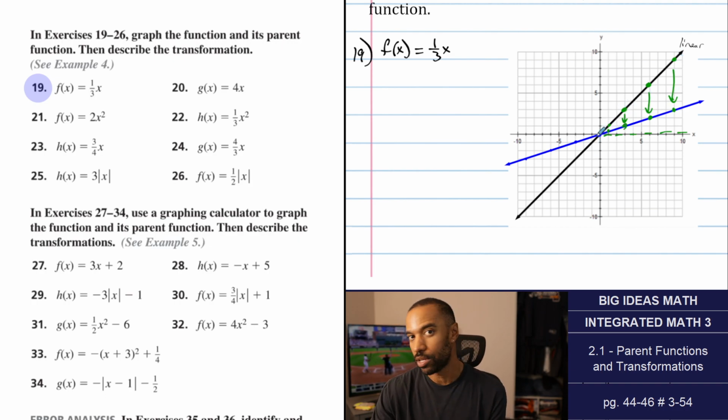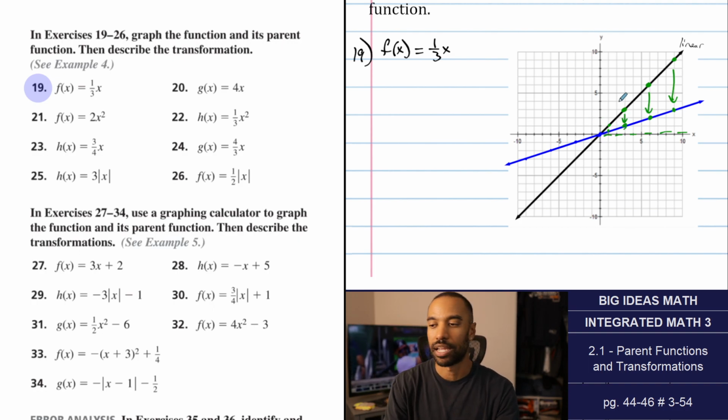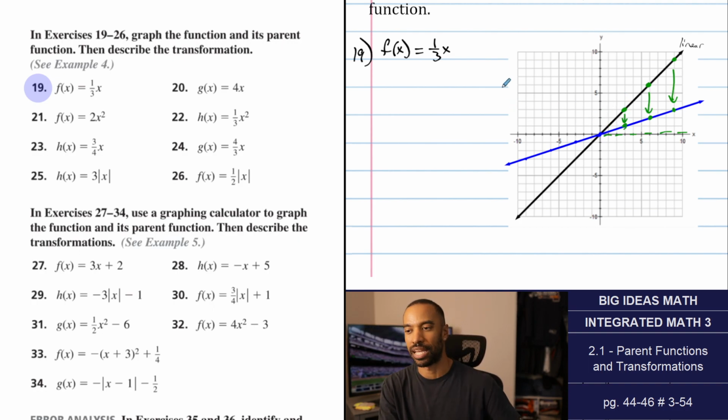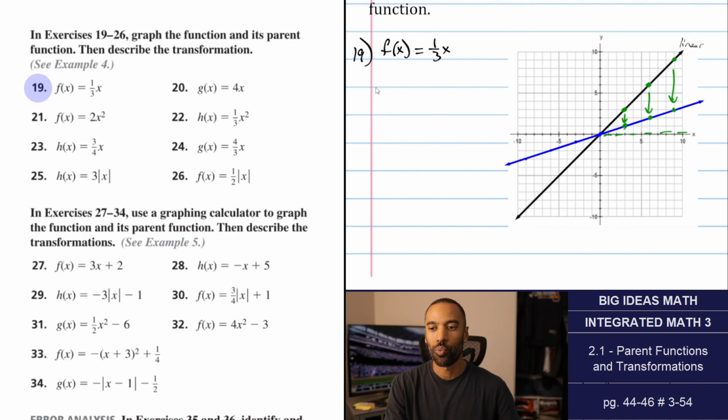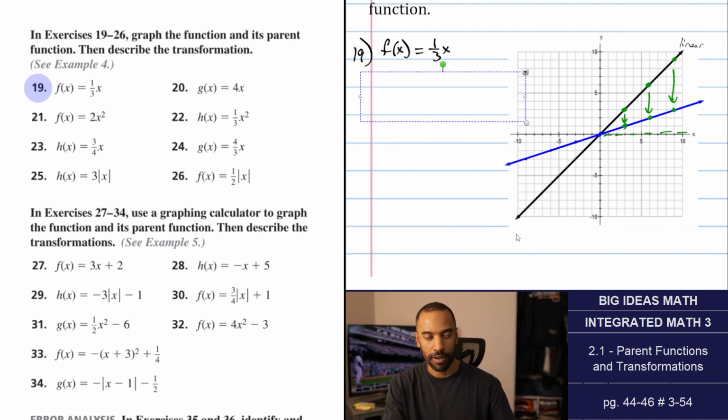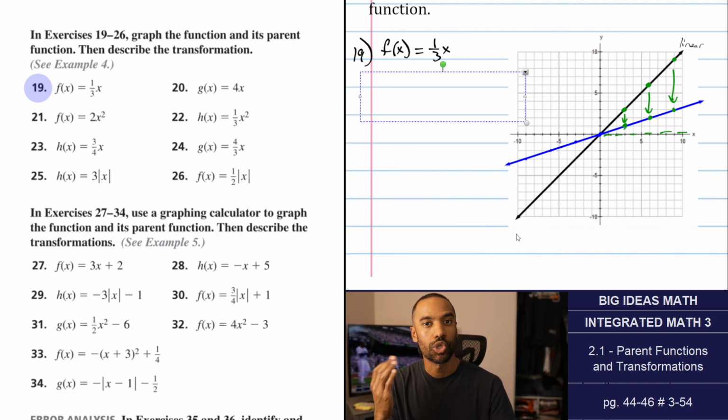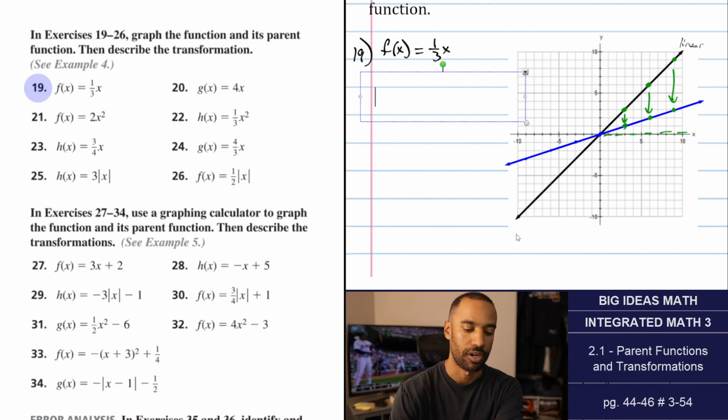Right? But we skipped that. We didn't go up 1/3 over 1. We kind of skipped that one, but that doesn't mean it's not there. That's what connecting the dots does. So we still describe this as a linear function that was vertically shrunk by a factor of 1/3.